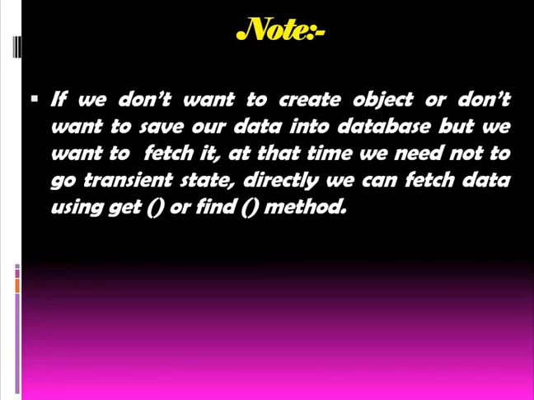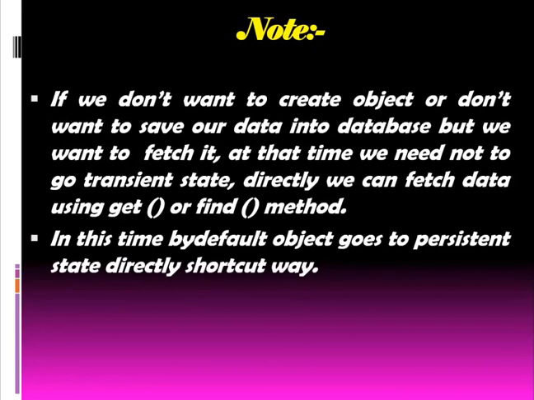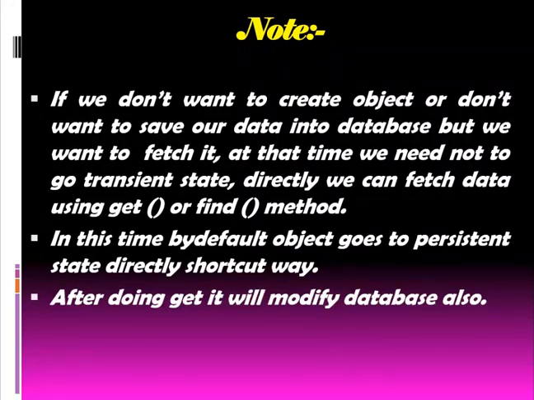So if the data is already in the database and we want to fetch it, we need not go to the transient state. Directly we can fetch data using the get or find method, which are methods provided by Hibernate. By using the get or find method, you can directly fetch the data from the database. By default, the object goes to the persistent state directly, a shortcut way. After doing the get operation, it will also modify the database.